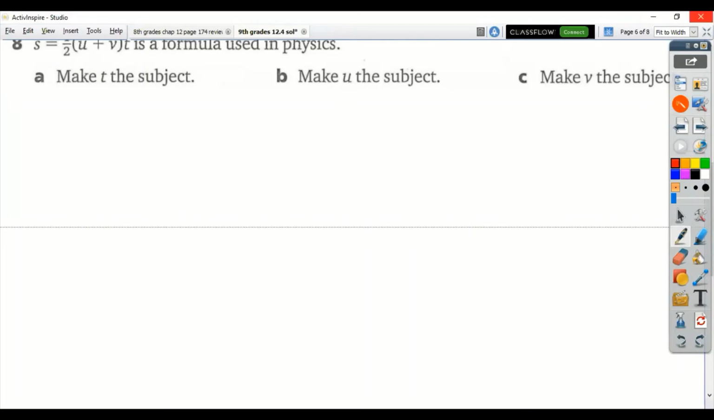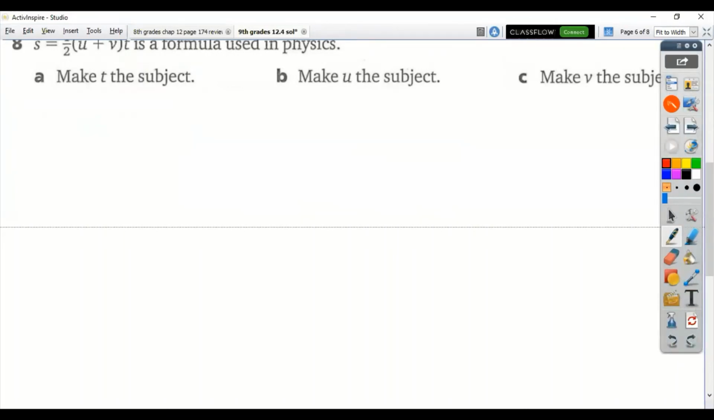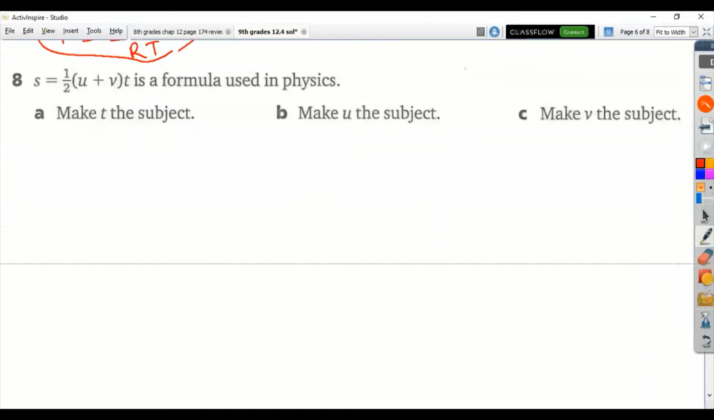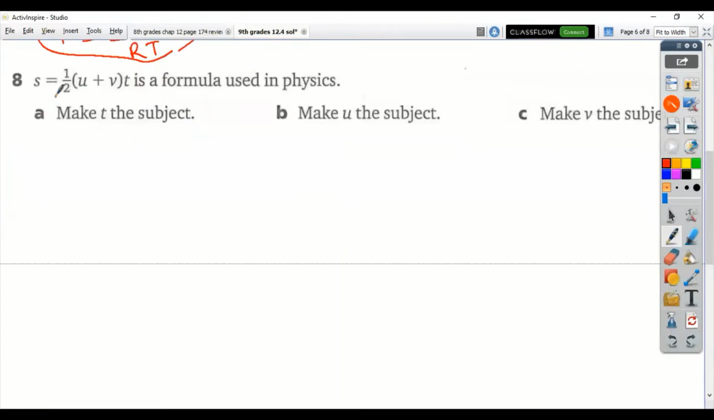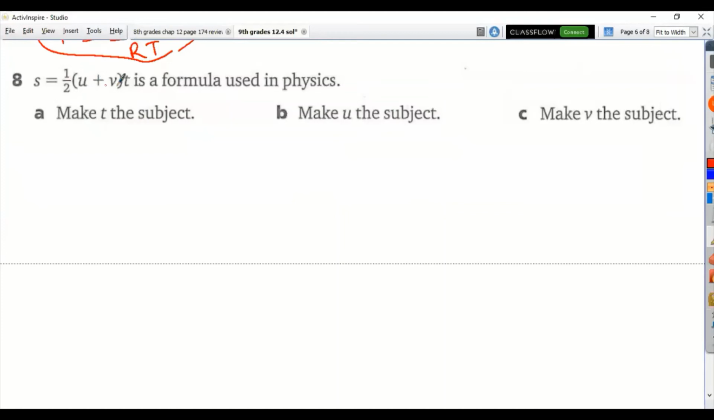But I missed a bit. Yeah. S equals 1/2 times (U plus V) times T. Oh, out of parentheses, we also have T. This is a formula used in physics. Physics Olympiad students know this very well. We are asked to change the subject to T, U, and V.